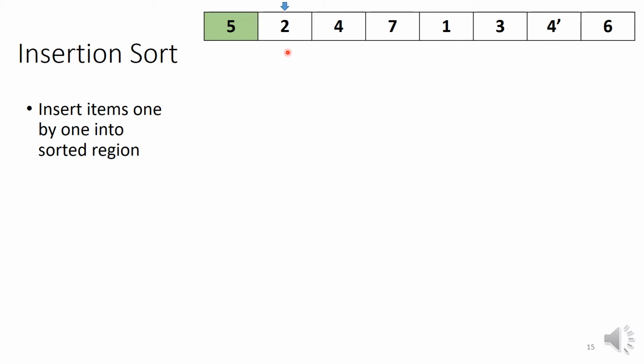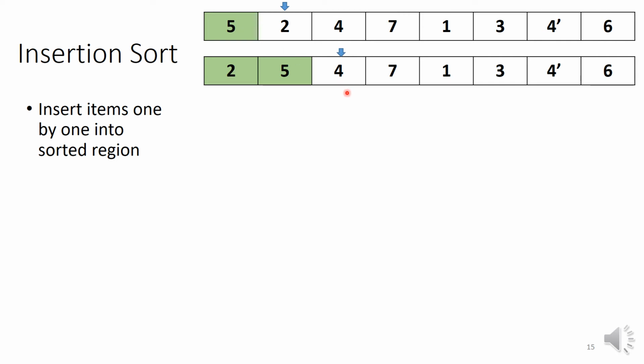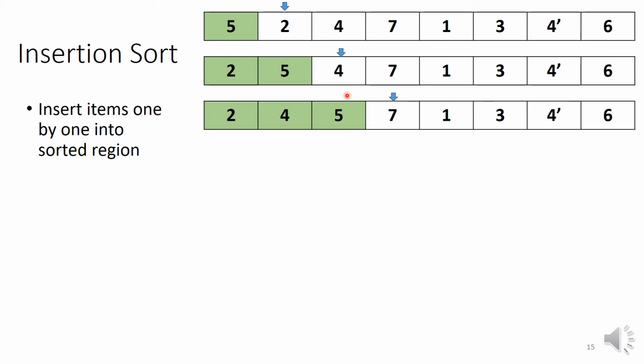Our insertion starts from 2, the element at index 1. This is our array after inserting 2. You may have figured out that we need to shift 5 to insert 2 in front of it. Next, we insert 4. Obviously, 5 is shifted again, but 2 doesn't need to move.